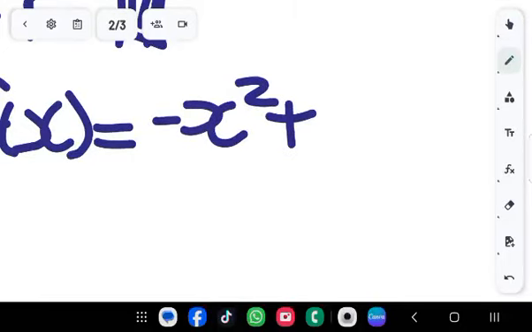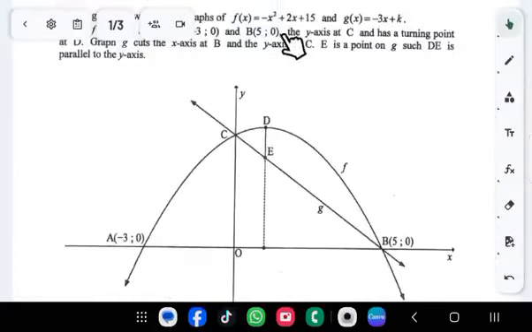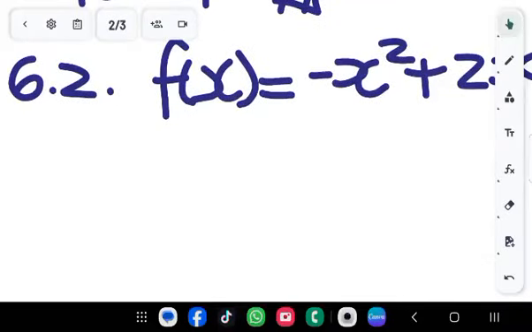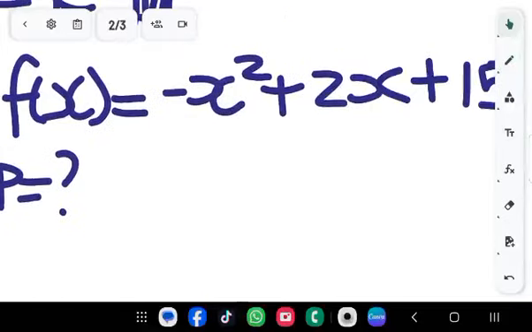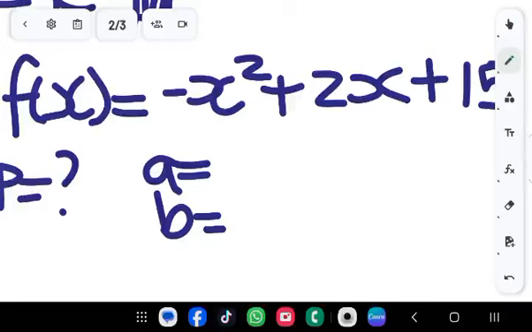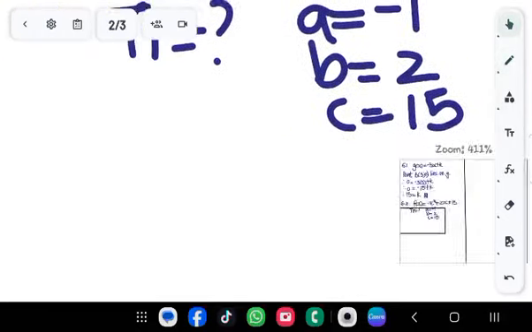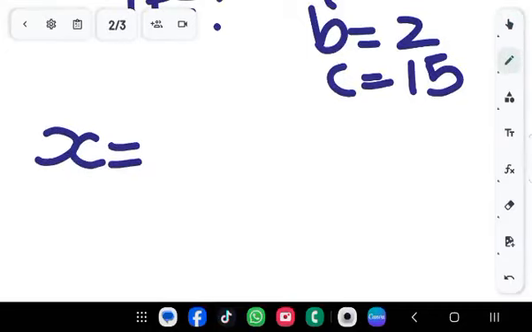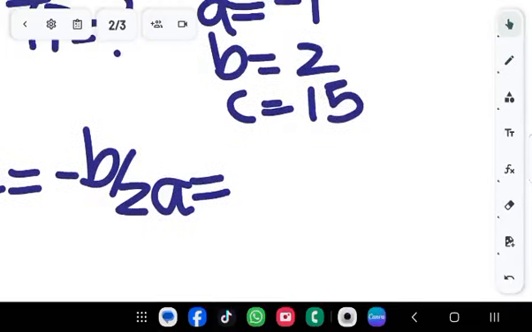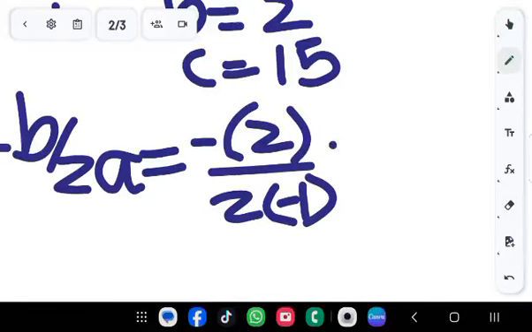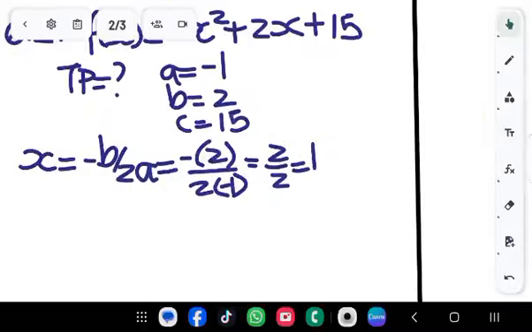So that is minus x squared plus 2x plus 15. Now from this, we're looking for the turning point, right? That's our question mark. From this, let's figure out what our A is, what our B is, and what our C is. A is the coefficient of x squared, so that will be negative 1, and B is the coefficient of x, which is 2. C is the constant, which is 15. Now, the x-coordinate of the turning point, whenever you have this standard format, is minus b over 2a. Now let's substitute. That will be minus 2 over 2 times negative 1, which gives us 2 over 2, which equals 1. That's the x-coordinate of that turning point.